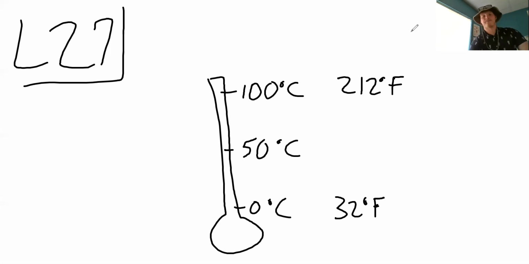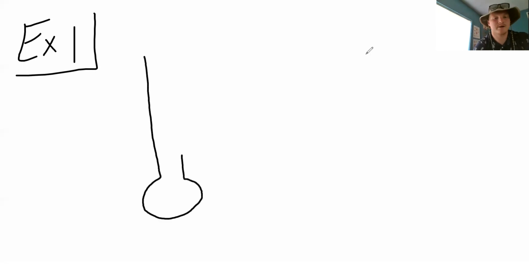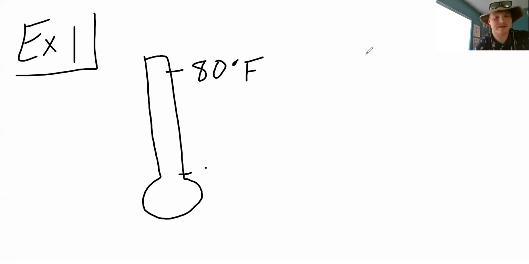Okay, example one, on page 129. So what temperature is shown by this thermometer? I'm going to draw the thermometer here, and then I'm going to go up to 80 degrees Fahrenheit. Down at the bottom, I'm going to list 32 degrees Fahrenheit. And I'm going to list 70 right here. And I know it is not to scale. This does not look great.